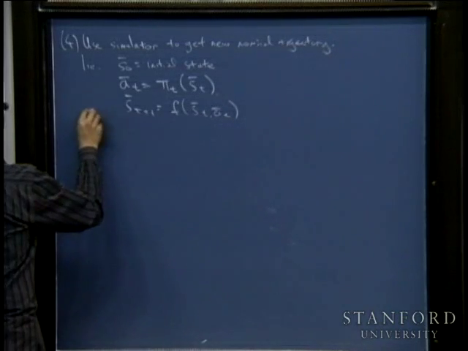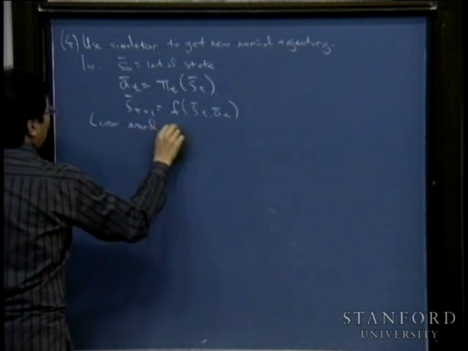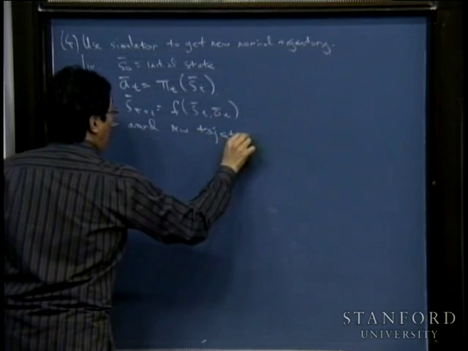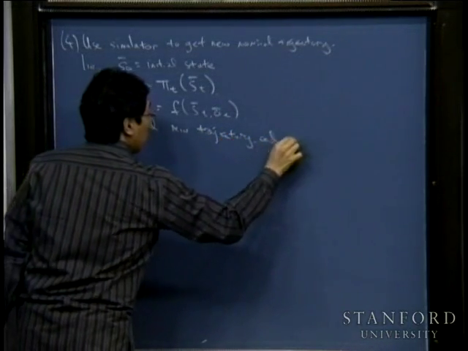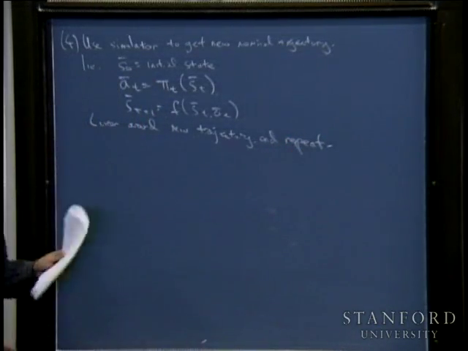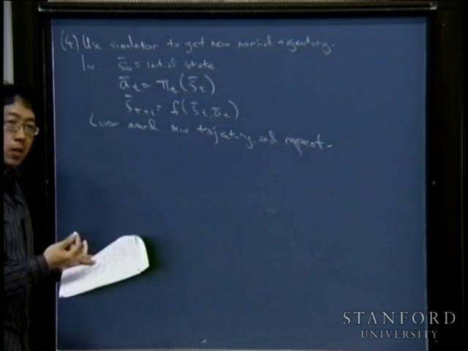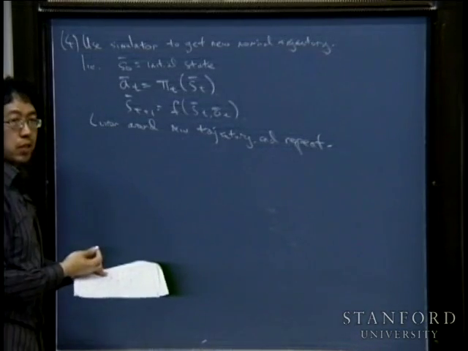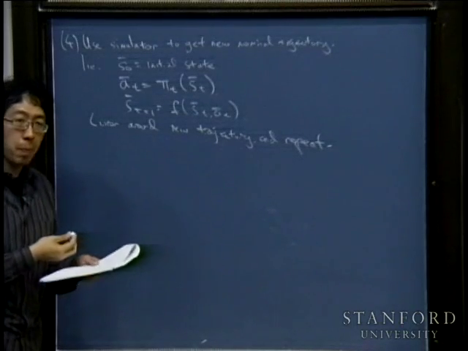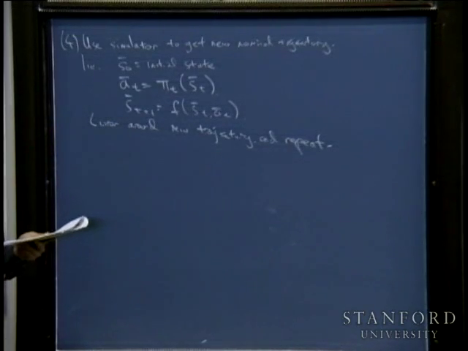And then you linearize around this new trajectory, and repeat. So now you have a new nominal trajectory, and you linearize your simulator around this new trajectory and then you repeat the whole procedure, going back to step 2 of the algorithm. And this turns out to be a surprisingly effective procedure.